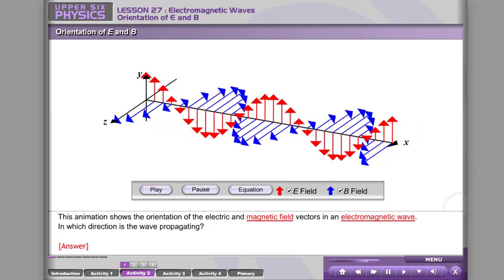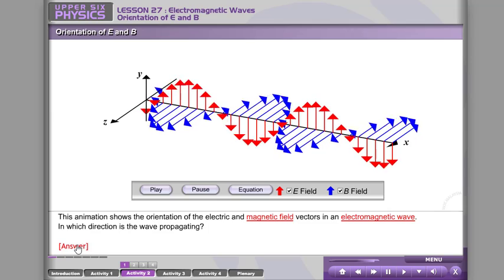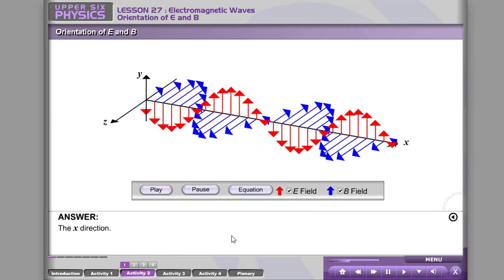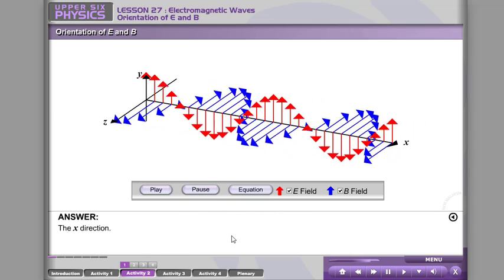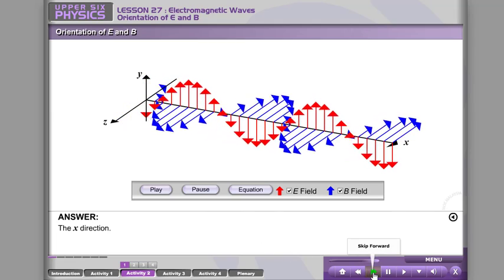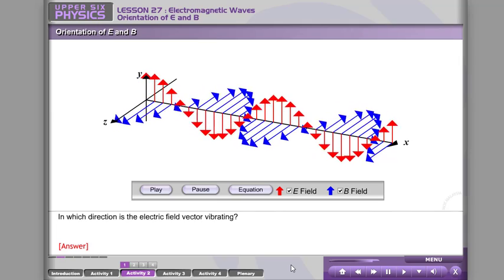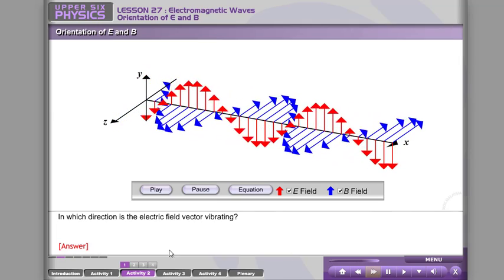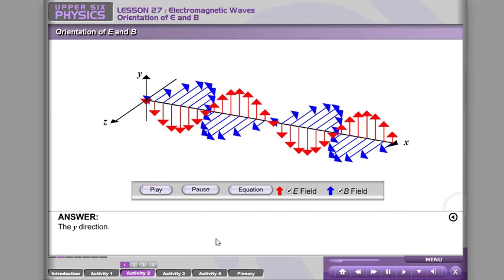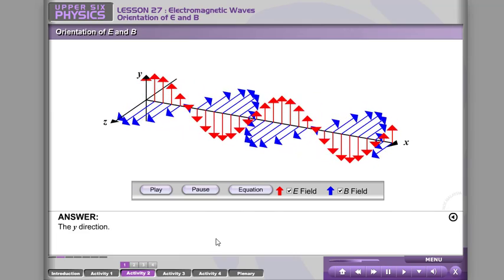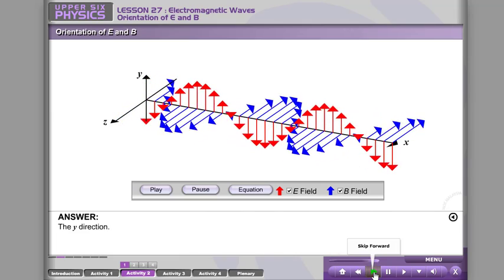In which direction is the wave propagating? Answer: the X direction. In which direction is the electric field vector vibrating? Answer: the Y direction.